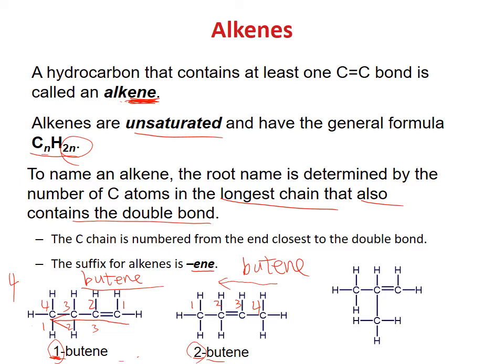We must write 2-butene. Next one: the longest chain containing the double bond has 3 carbon atoms, so it should be prop, P-R-O-P, and it has a double bond, so it's propene. If we number the carbon atoms, we must go from left to right to make the double bond closest to the end. So this is number 1, number 2, number 3. Number 1 has a double bond, so we can omit the 1.